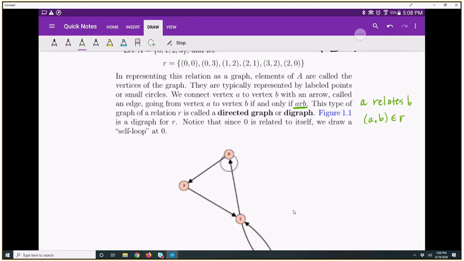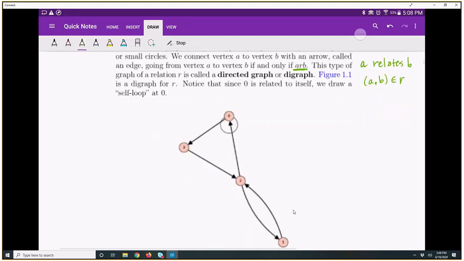So this type of graph of a relation is called a directed graph or digraph. And it's directed because the edges have arrows indicating that the edge is initiating at one vertex and terminating at another vertex. So each edge has a direction, so this is a directed graph.